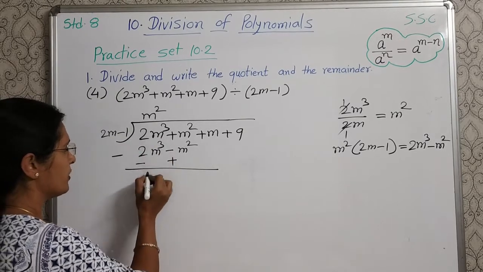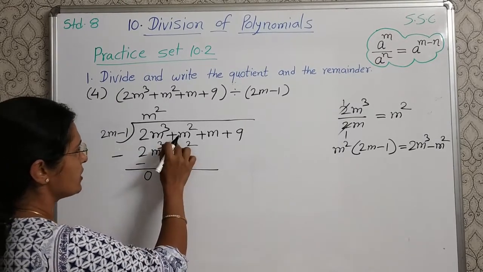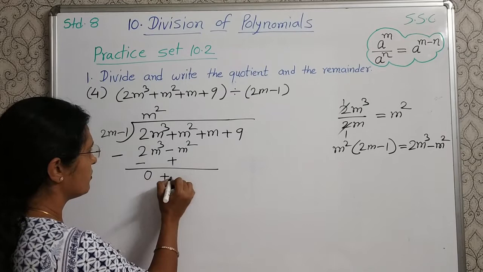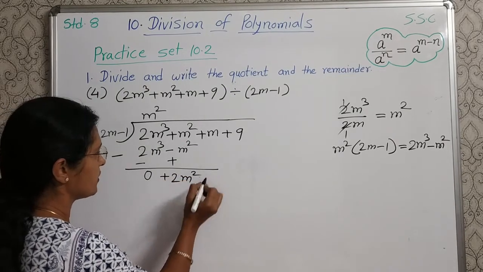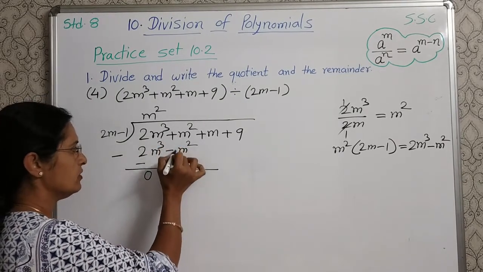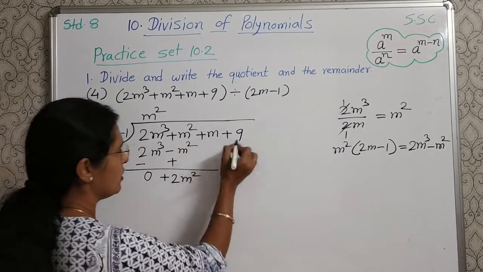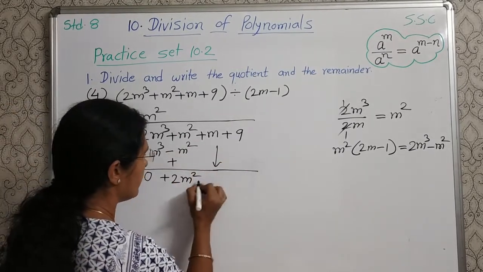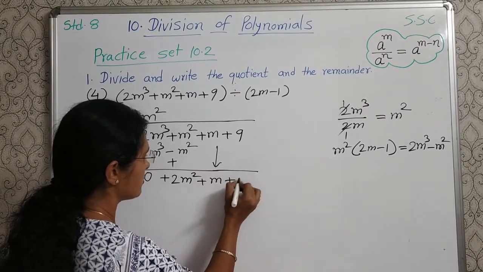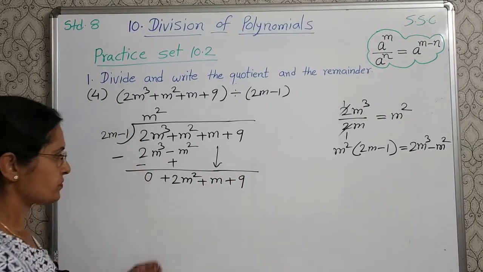2m cube minus 2m cube is 0. Plus m square and plus m square will become plus 2m square because the coefficients are 1, 1. So 1 plus 1 is 2. M square is the common variable. Write this m plus 9 as it is down.